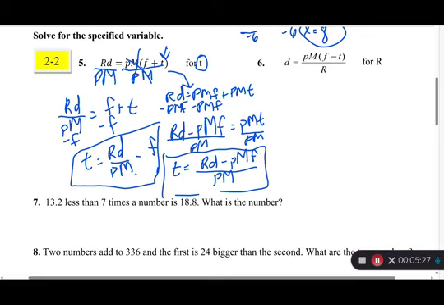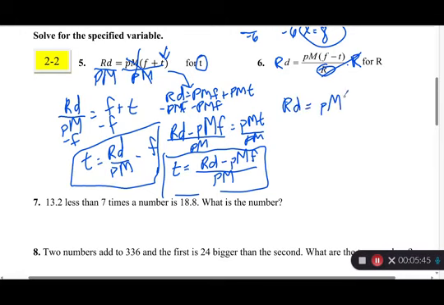Okay, number 6 is similar, but this time we're solving for R, which is oddly enough in the denominator. So we need to get it out of the denominator. I'm going to multiply both sides by R, which does get rid of it over here, but it moves it to the left side. So it's not completely gone. Phew, that was scary. RD equals PM.